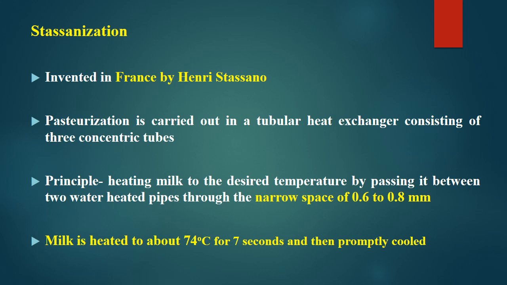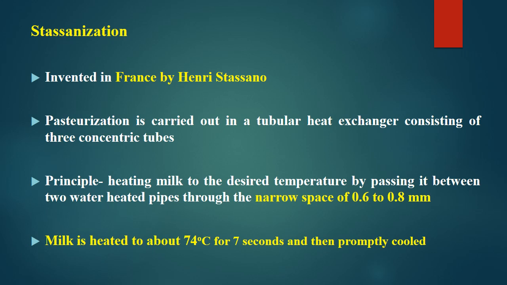So earlier we have seen plate heat exchanger. Here it is a tubular heat exchanger. So there are three tubes. They are concentric, that means one is inside the other. So three parallel tubes, one inside the other. The middle one will carry the milk, the inner one and the outer one will carry the heating medium. So the milk is getting the heating from both sides, from inside and from outside. Same way the cooling also happens.